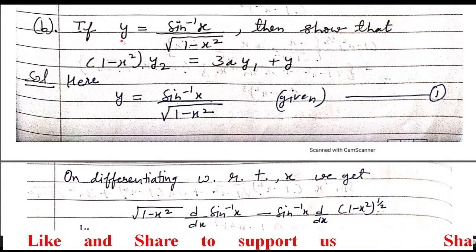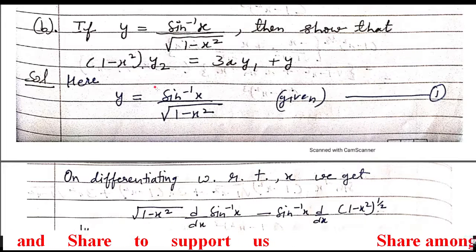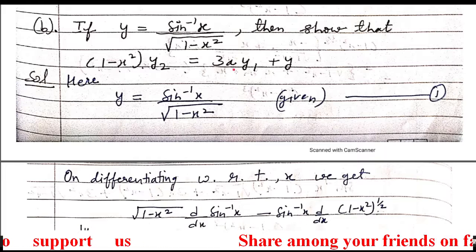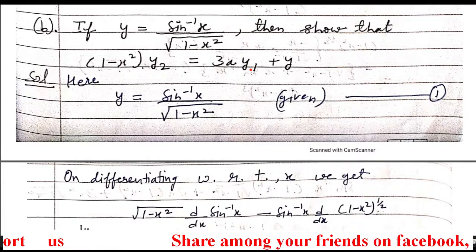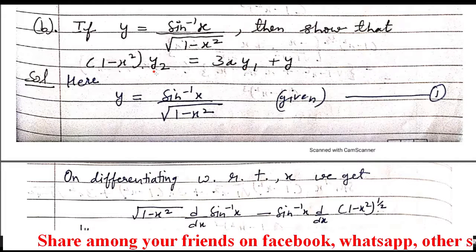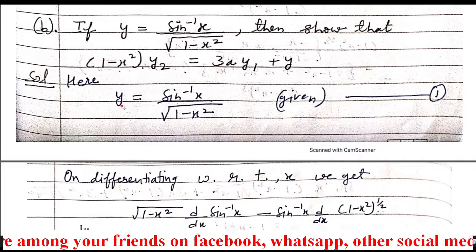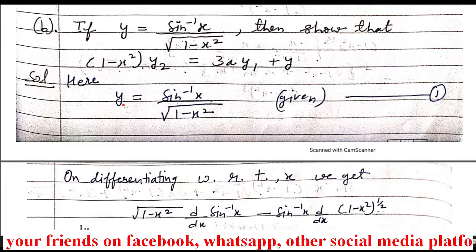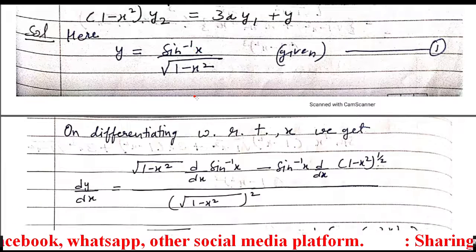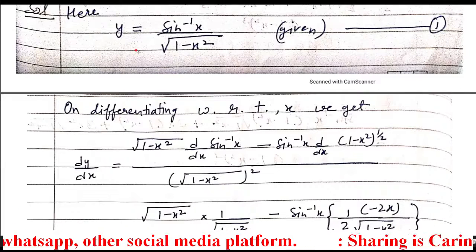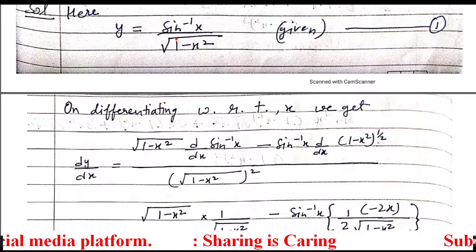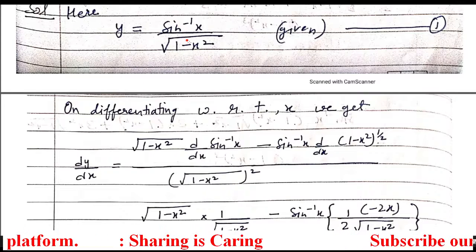In B part, again y is given to us and we have to prove this relation. And here students, y2 means second order derivative and y1 means first order derivative. So we want the first order derivative and the second order derivative also. First I wrote the given function, and since the given function is in terms of x, we have to differentiate with respect to x. So when we differentiate this y with respect to x, we will obtain dy over dx, and since it's a fraction, we are going to use the fraction formula.